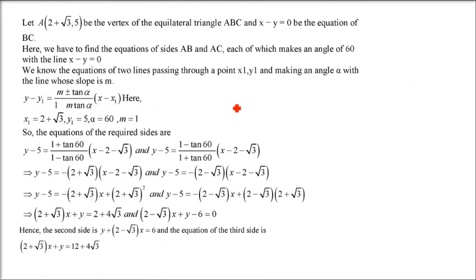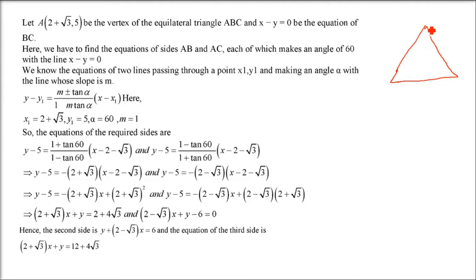This is question number 9. The equation of one side of an equilateral triangle is x minus y equals 0. Equilateral triangle, what does it mean? All the sides are equal and all the angles are equal. The equation given to us is y plus 2 minus root 3 x equals 6. We have to prove that the second side is this one. One side is x minus y equals 5. Find the equation of the third side. So the third side equation is there.